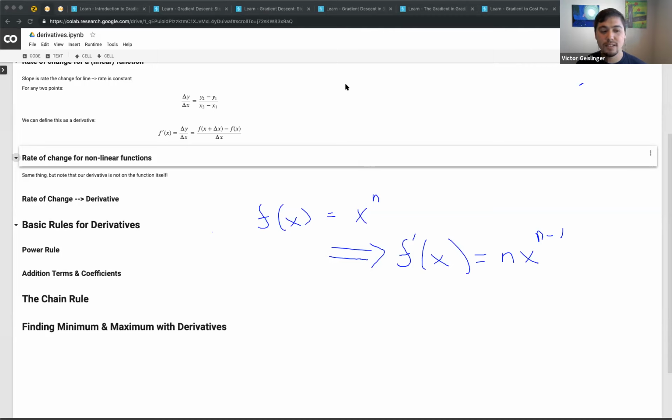Note, however, it doesn't always work. There's one case that doesn't work. Does anyone know when this power rule doesn't work? We're using e or logarithm things? Actually, as long as it's a constant, a number, as long as it's n, this n could even be 1.2. It could even be pi. It doesn't really matter what the number is, it just has to be that part.